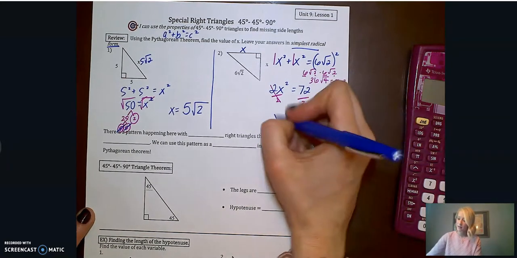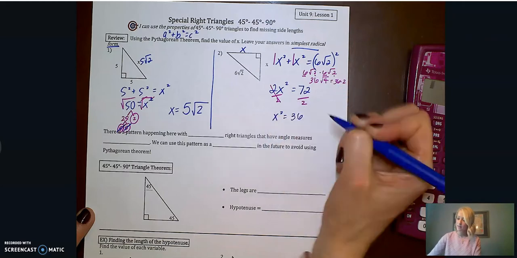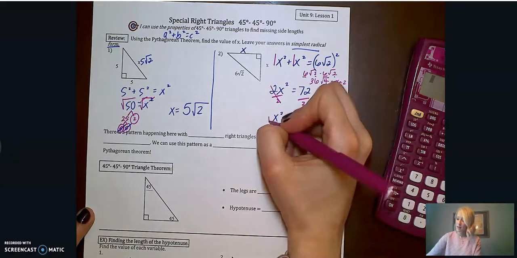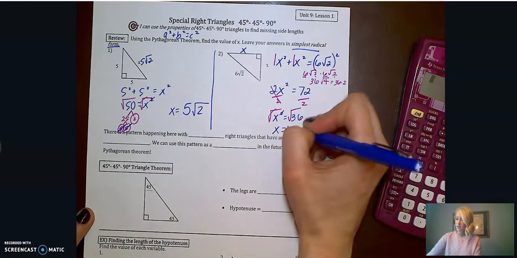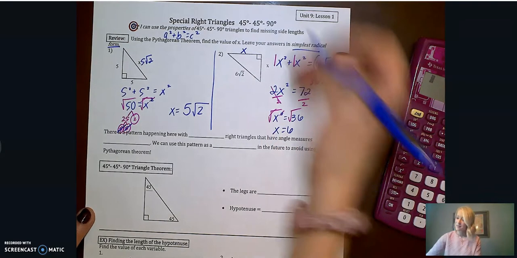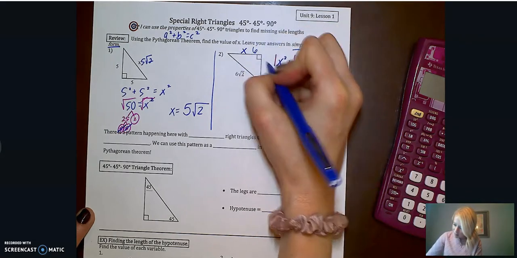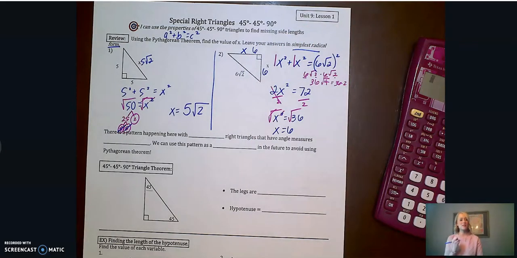All right, from here, now I can just divide by 2. So I've got x squared equals 36. And then I'm going to square root that. Technically, there's 2 answers, but we're talking triangles, so only 6 makes sense. All right, so this is 6, and this side is 6. Those 2 sides are both called x.